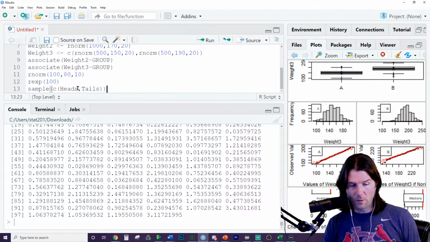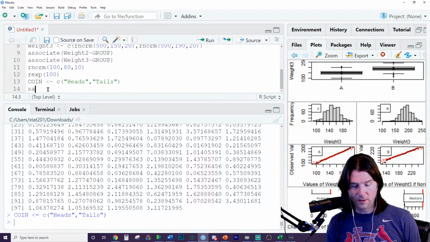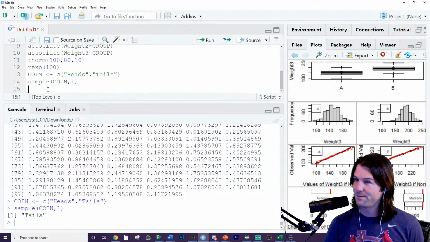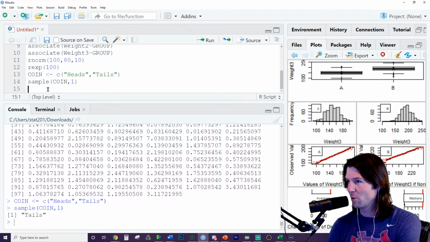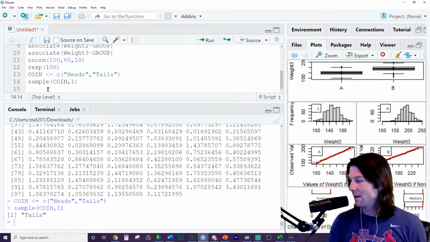So, probably a better way is going to be this. Do this right, coin, save into coin, heads, tails, and then go right here and say sample coin 1. So heads or tails, heads or tails. You can flip a coin now. You're like, let's flip a coin. There go tails. Coin came up tails. You could flip a coin 1,000 times if you wanted.